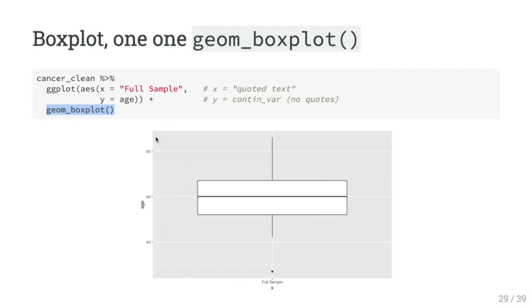So age is on the Y-axis. X is just a label of full sample. And so we can see there's an individual that's kind of far away from everyone else. But overall, this is a pretty normal distribution from a box plot standpoint.